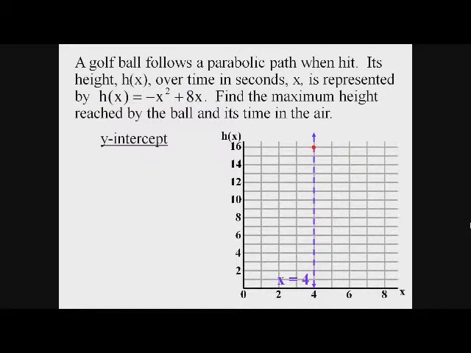So what would the y-intercept be? Well, we know the y-intercept is 0. So we know that the golf ball started with an initial height of 0. In other words, it was hit from the ground. It had no initial height.